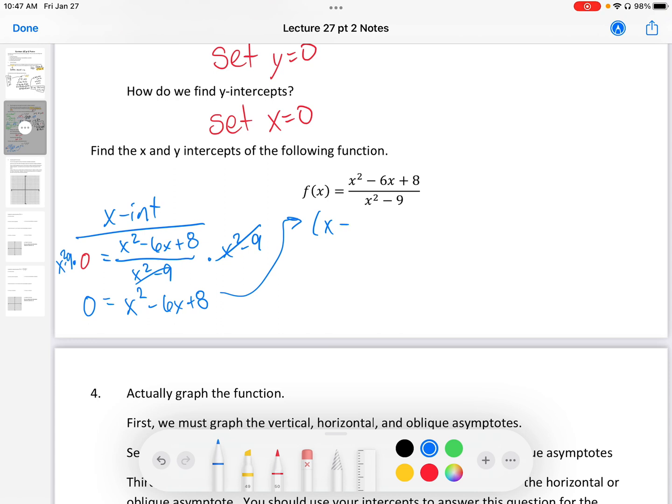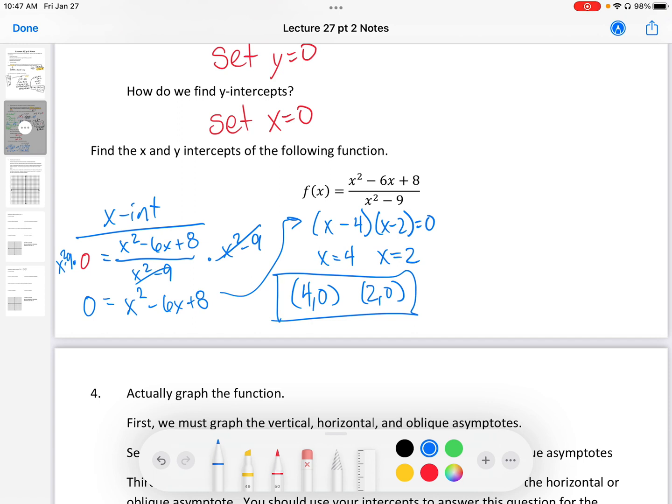I'm going to skip some steps here, but this gives me an x minus 4, yep, and an x minus 2. Maybe I shouldn't have skipped steps there. Gives me x equals 4 and x equals 2. So I know that this has x-intercepts of (4, 0) and (2, 0). So my x-intercepts are (4, 0) and (2, 0). And I got that because I set my y equal to 0.